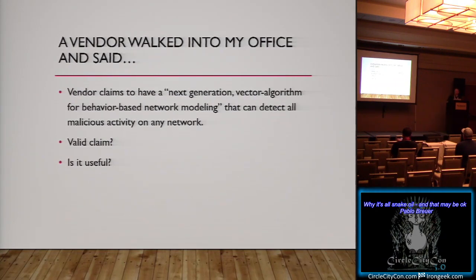So what does that look like? I'll give you an example. I recently, personally, had this happen. A vendor came into my office with a bunch of PhDs. I am not a PhD. But they came in with a bunch of PhDs with 100-pound heads, and they claimed that they had a, quote, next-generation vector algorithm for behavior-based network modeling that can detect all malicious traffic on a network. What in the wild world of sports is a next-generation vector algorithm for behavior-based network modeling? That's when my little flag goes up and I go, well, that sounds like snake oil. Right? So, does this sound like a valid claim?